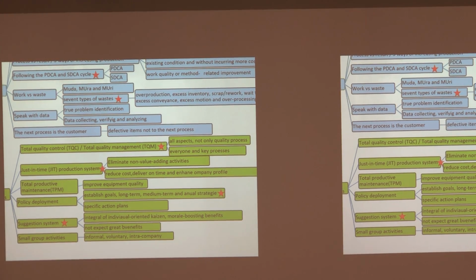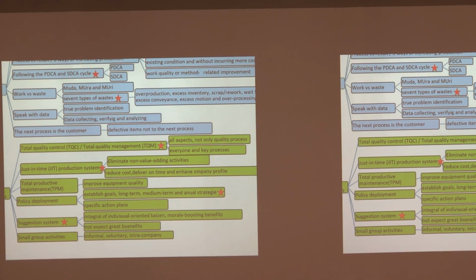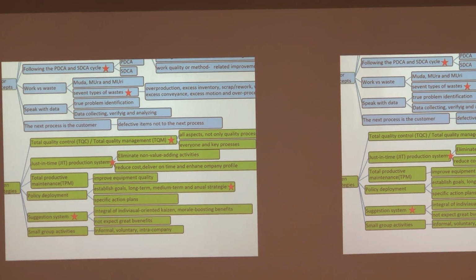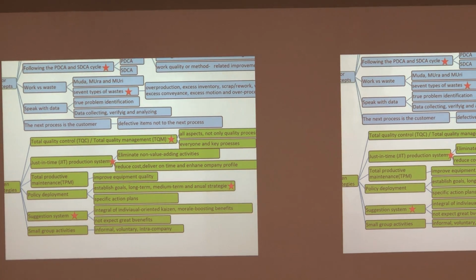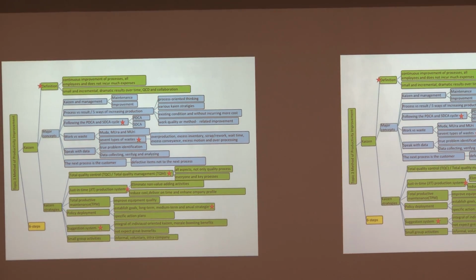And the last part, which is also important, is the suggestion system. Suggestion system you can read through. I highlighted here below the suggestion system. Under the suggestion system, you see the integral of the individual and organization oriented Kaizen, and all these are important. If I put a star on the higher level, it means the lower level content is also important, not just the star content. So that is the part for the first subsection, Kaizen.